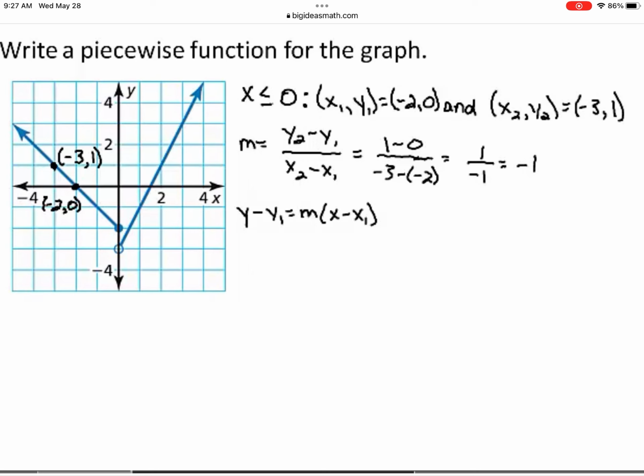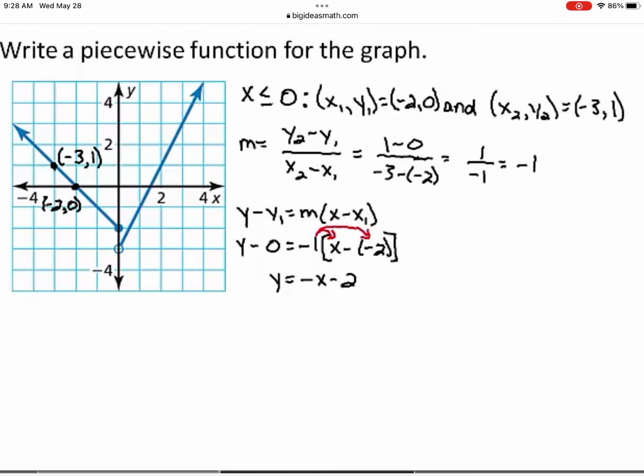Now use the point-slope form of an equation of a line to find the equation of the graph when x is less than or equal to 0. Substituting -1 for m, -2 for x1, and 0 for y1, you get y minus 0 equals -1 times the quantity x minus -2. Distributing the -1 through the quantity x minus -2, you get y equals -x minus 2. So when x is less than or equal to 0, the graph is the line given by y equals -x minus 2.